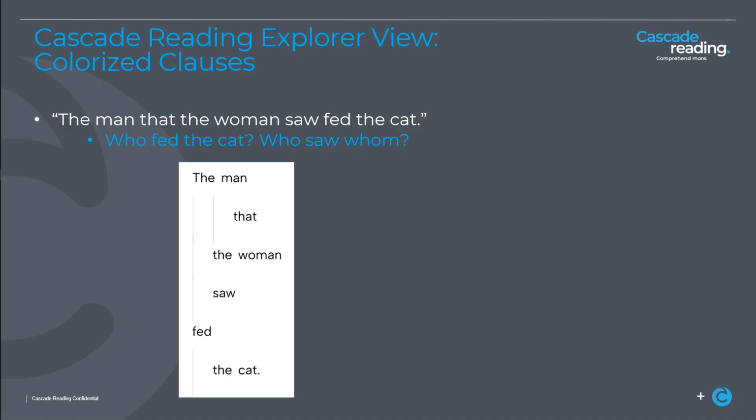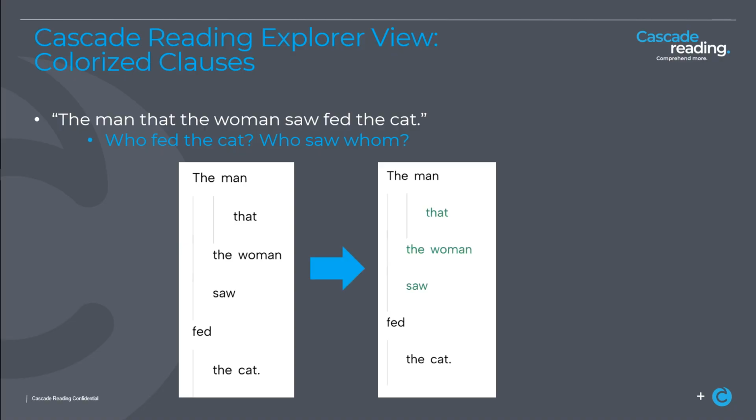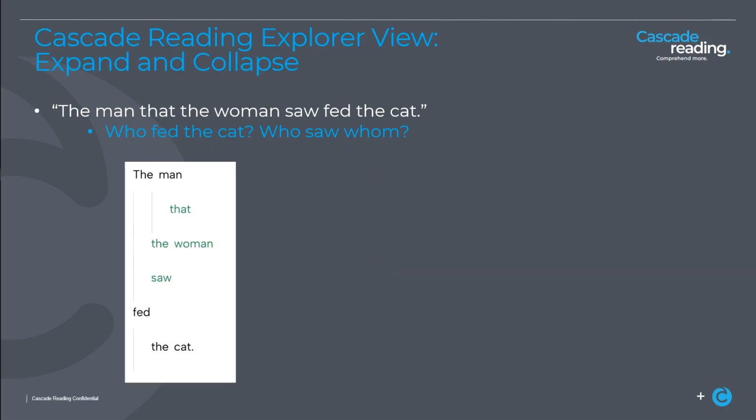Notice that that is indented, meaning the woman is doing the seeing, and that, which represents the man, is indented past saw. So this is rather complex, and even though it's a visual cue apparent in the Cascade format, it might be difficult to explicitly understand when students are just for the first time getting used to the Cascade format. By colorizing the clause like this, it might make it easier for students to understand that the woman saw is different than the man fed. It's adding just another cue to help students isolate the clauses and the information that's happening in each of those clauses.